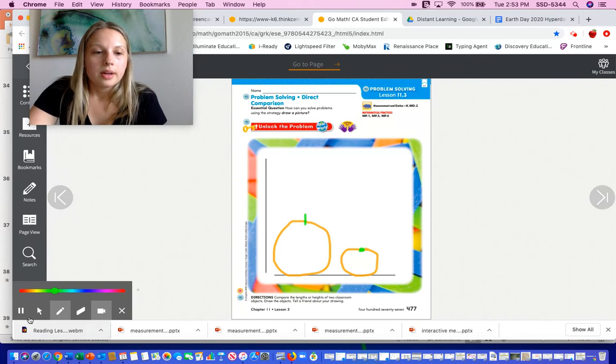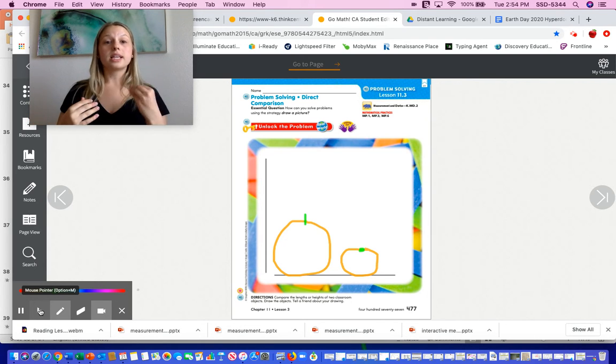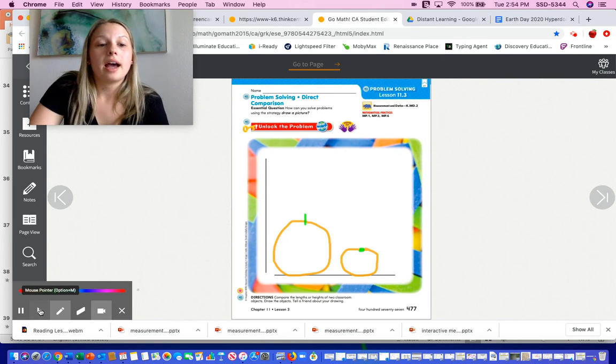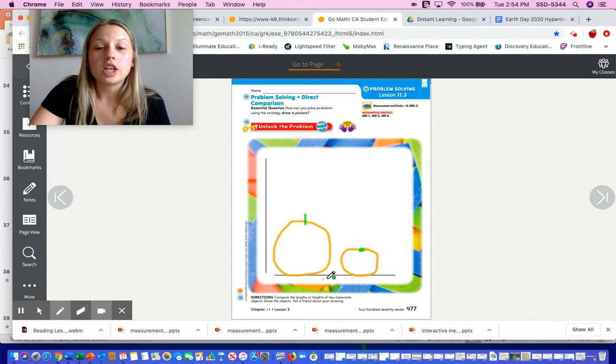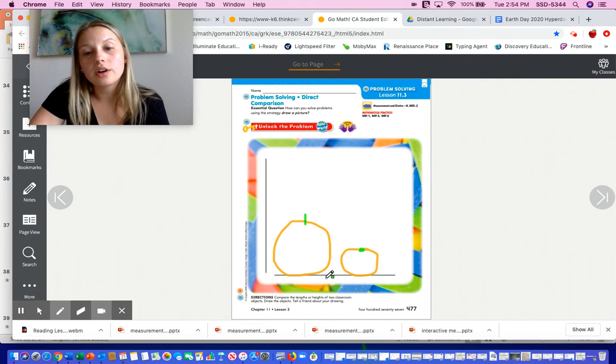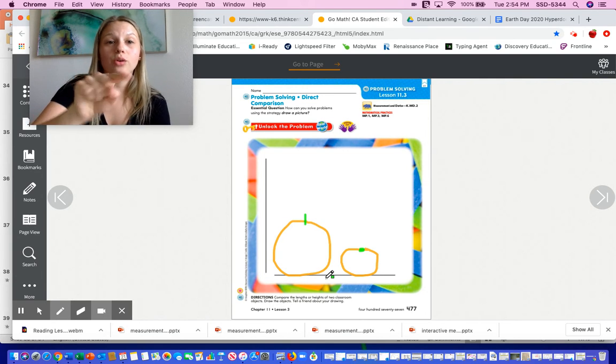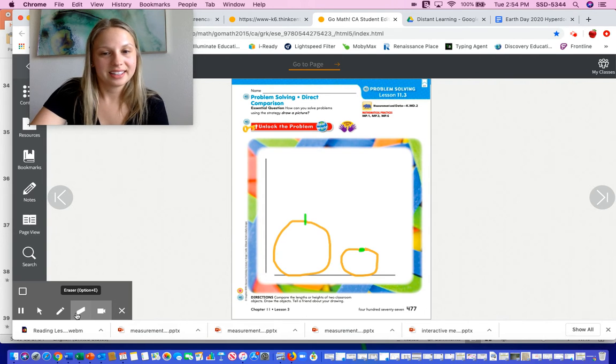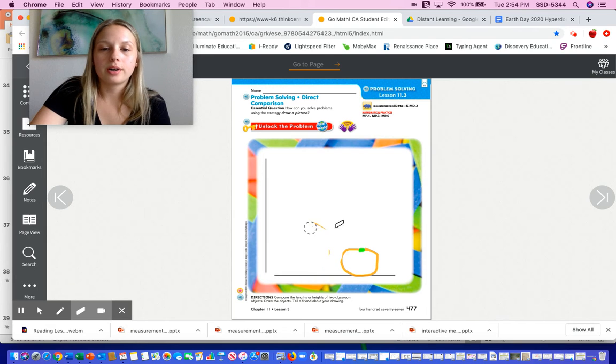Now, I drew my picture, and now I'm going to talk about my picture. So tell someone. So if you have someone around your house, you can tell, or you can tell me. I'm going to tell you that my orange is taller than my cutie, and my orange is longer than my cutie. What can you say about your objects? Which one's taller? Which one's longer? So which one's the biggest? Nice. All right, keep all your work on your paper.